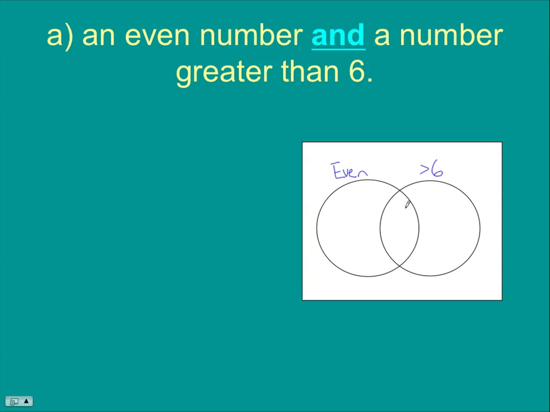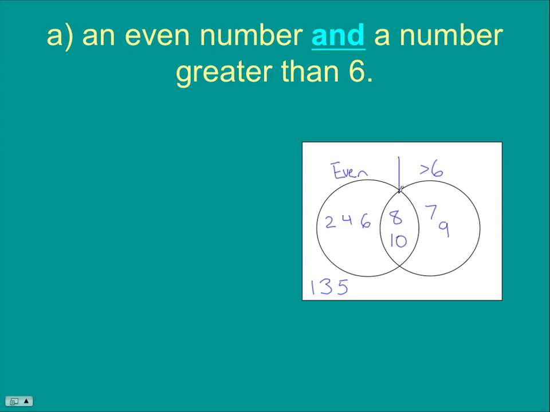So 1 is neither even nor greater than 6, so it'll go outside. 2 is even but not greater than 6. 3, it's not even or greater than 6. 4 is even. 5 is not even and it's not greater than 6. 6 is even but it's not greater than 6. 7 is greater than 6 but it's not even, so it's going to go out here. 8 is both even and greater than 6. 9 is greater than 6 but not even.